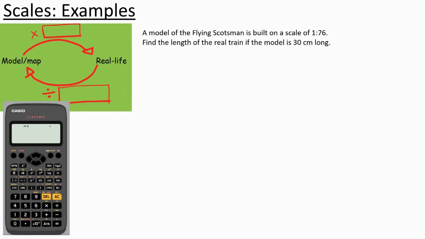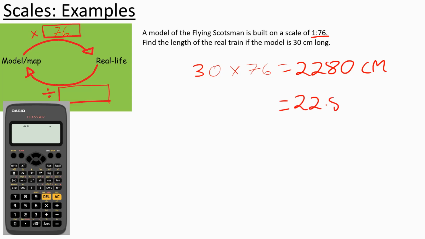I also see scales to do with scale models rather than maps. So a model of the Flying Scotsman is built on a scale of 1 to 76. Find the length of the real train if the model is 30 centimeters long. So this time, to go from the model to real life, we need to multiply by 76. So I'm going to do 30 times 76, which will give me 2,280. And this is still centimeters. So to change that into meters, I would divide by 100, which would give me 22.8 meters.